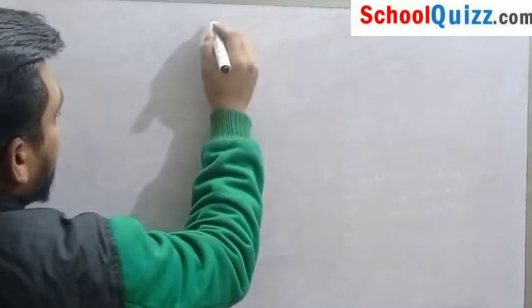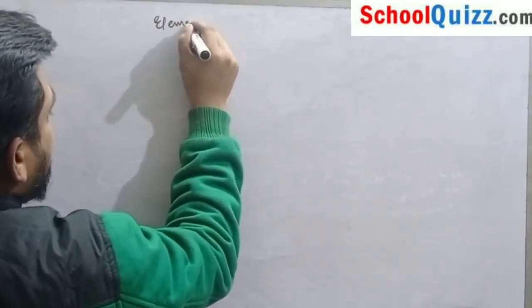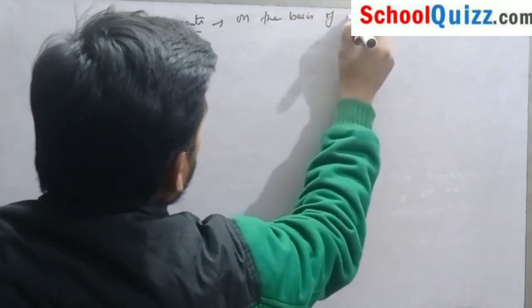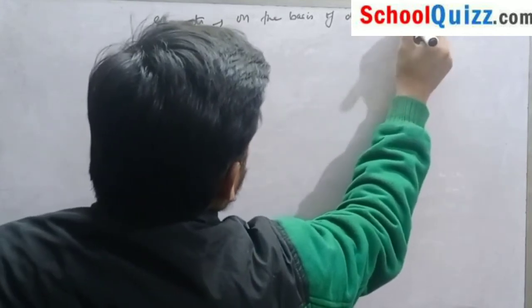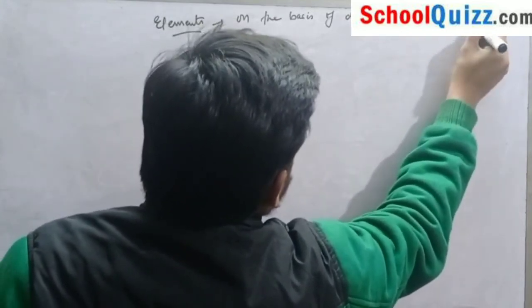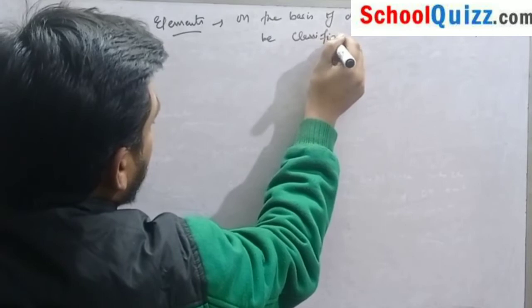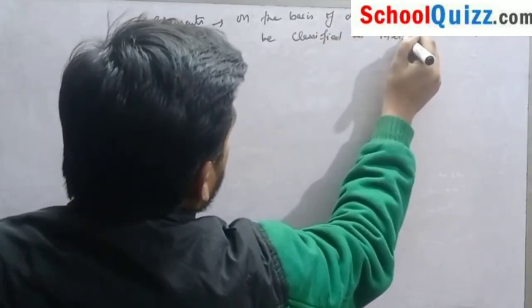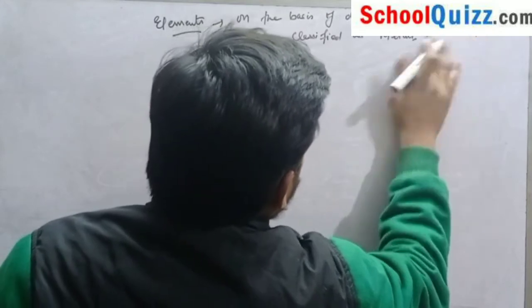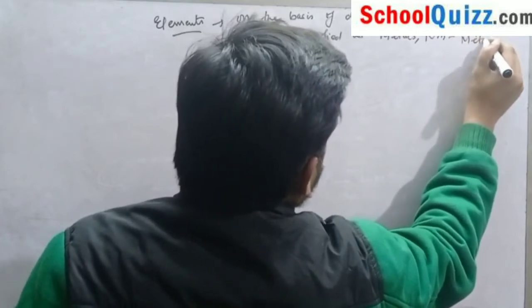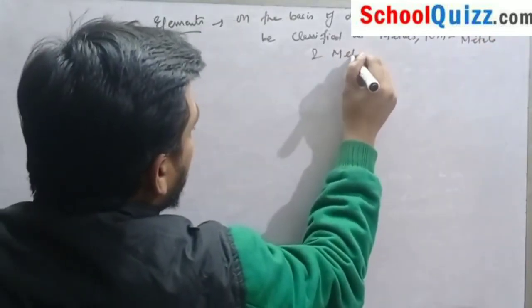First of all, elements can be classified on the basis of different properties. They can be classified as metals, non-metals, and metalloids.